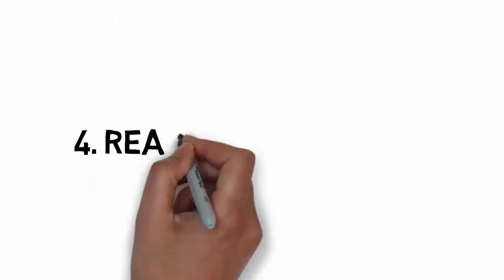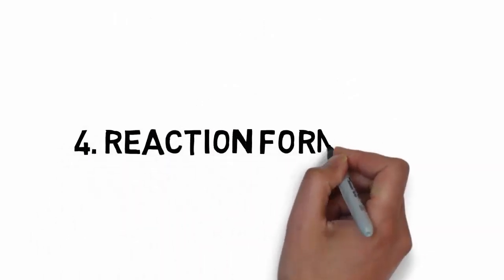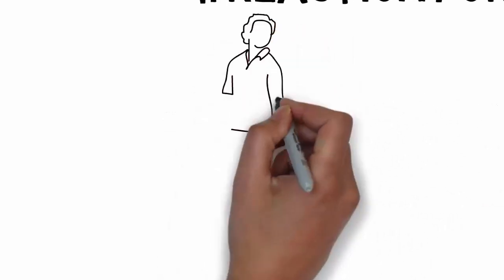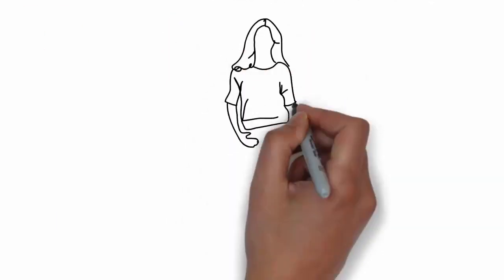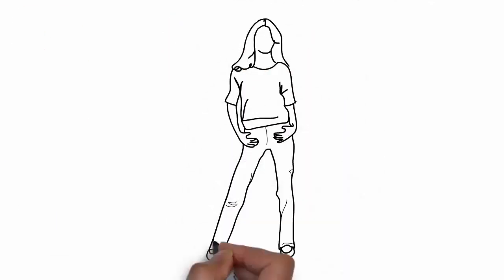Number 4 is reaction formation, behaving in a way opposite to how you feel. For example, when a person is romantically attracted to someone, they automatically claim that they dislike him or her.